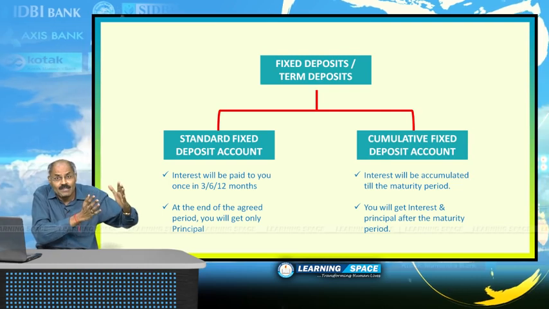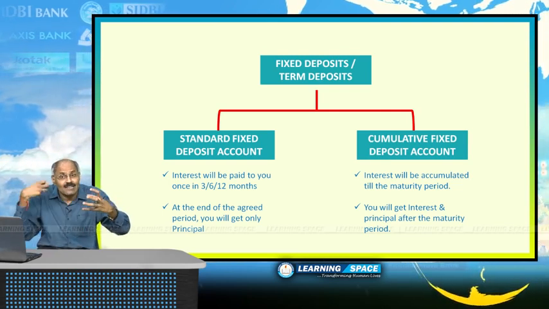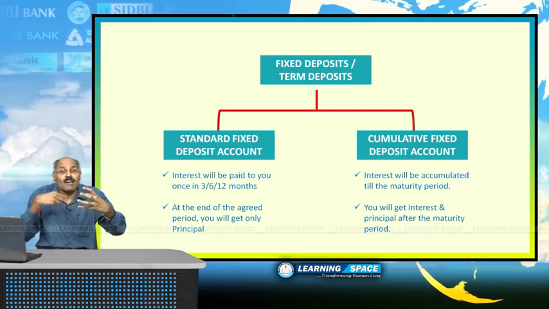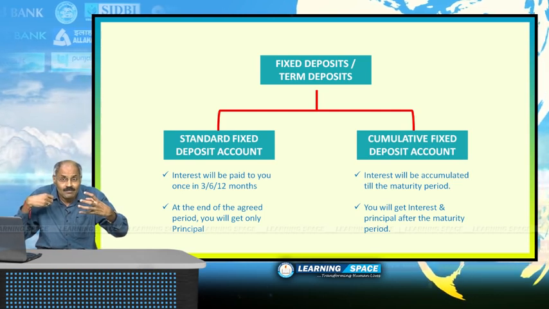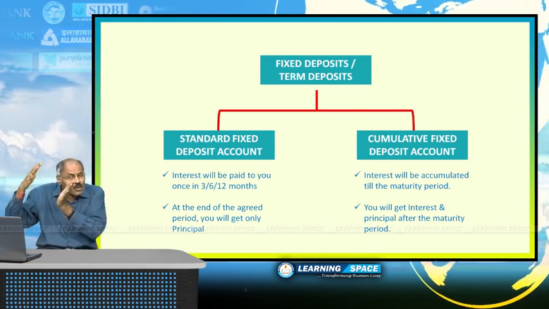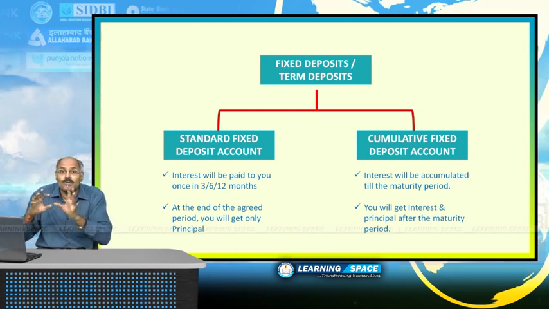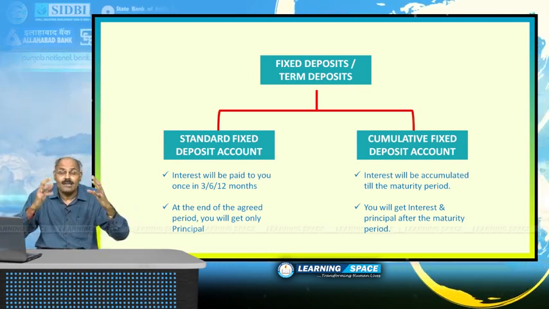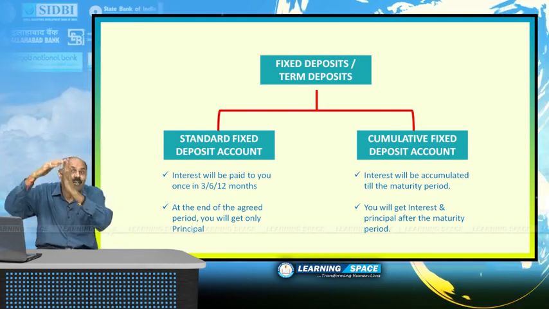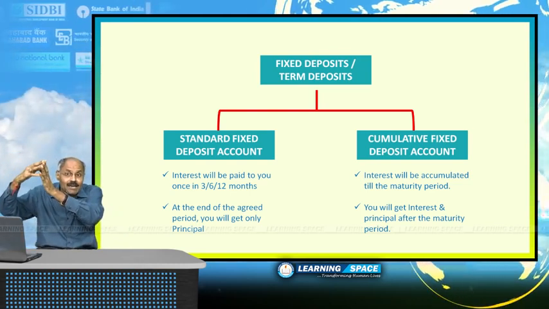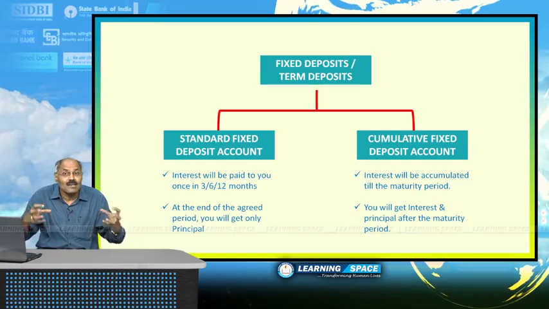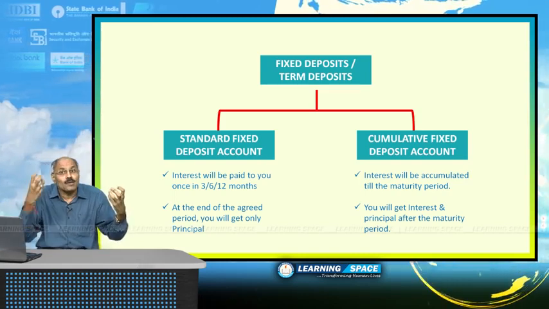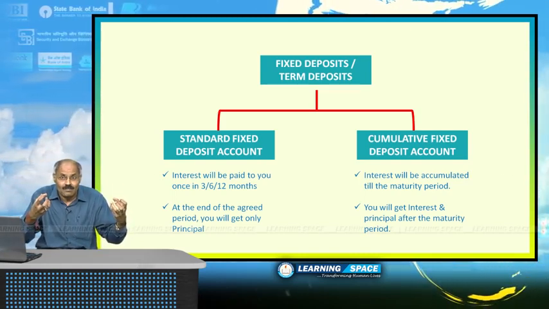In the standard fixed deposit account, you will get interest to your account once in 3 months or 1 year. But in cumulative fixed deposit account, you don't get interest in between. Entire interest, entire principal will be given to you after the agreed period. This is the difference between standard fixed deposit account and cumulative fixed deposit account.